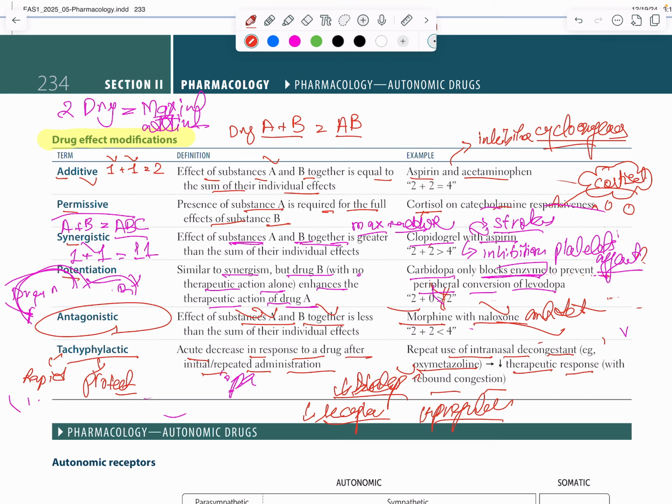When you were taking an intranasal decongestant, the drug dose was 5 grams. But when you use it the next time, to get the desired effect you need 10 grams. If you use it again, now to get the desired effect you have to use 15 grams. So there is a decrease in the response to the drug after initiation and repeated administration. If you are using a drug repeatedly again and again, the response will be decreased.